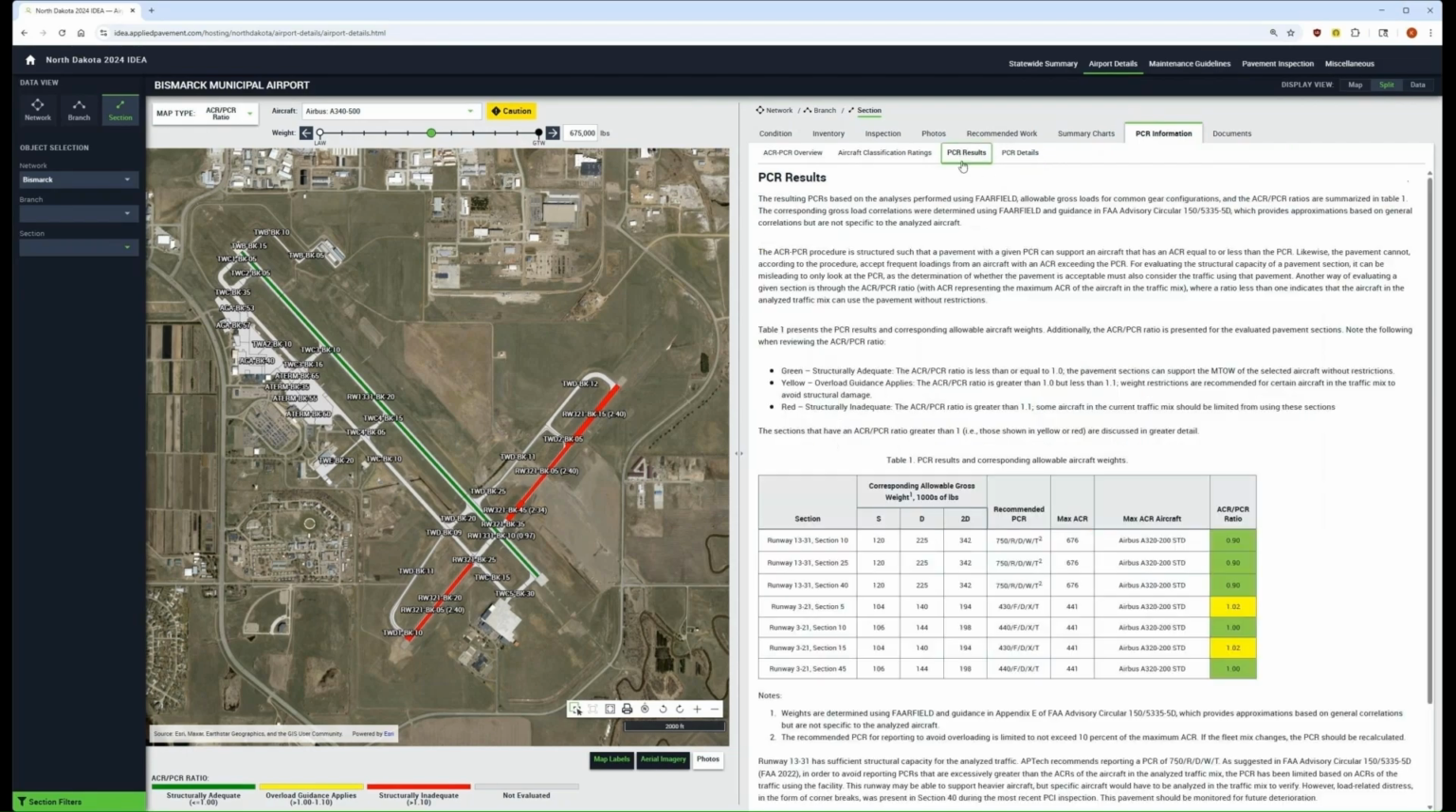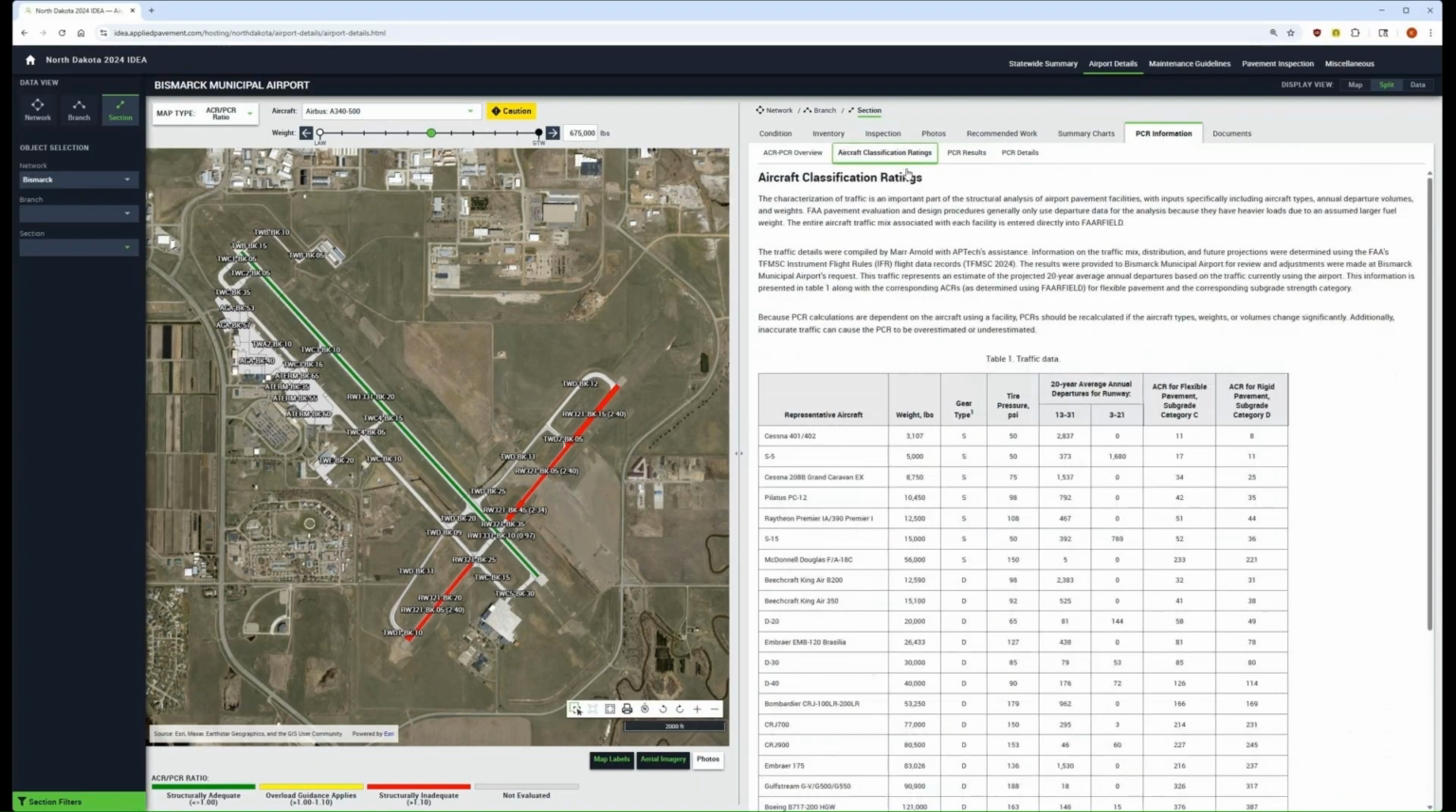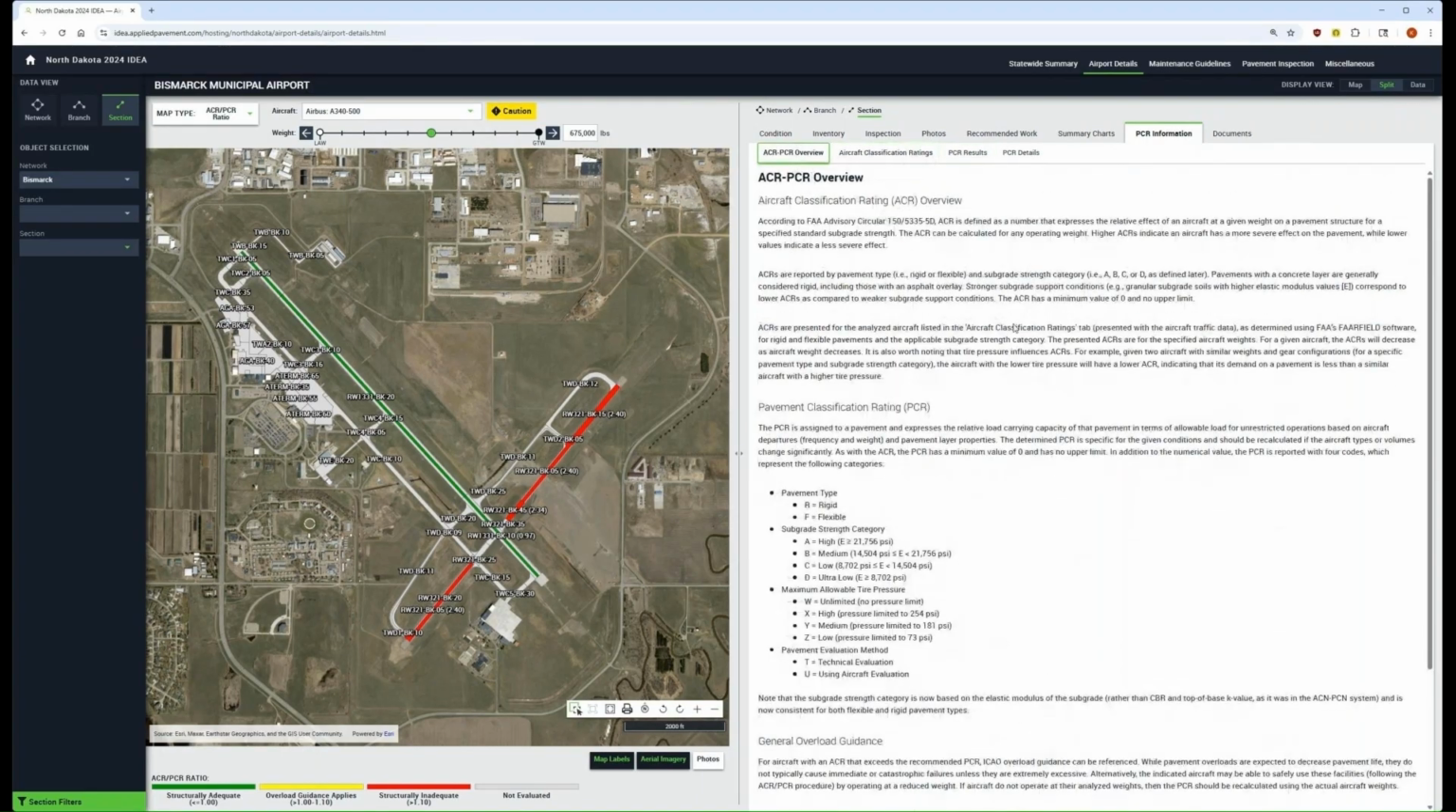All of these results are shown here. A summary of the results and information about PCR and ACR is provided here, including an overview of what this information means. But this is the new tool, the new functionality within the Airport Details tab that I specifically wanted to spend more time explaining and how to use it.